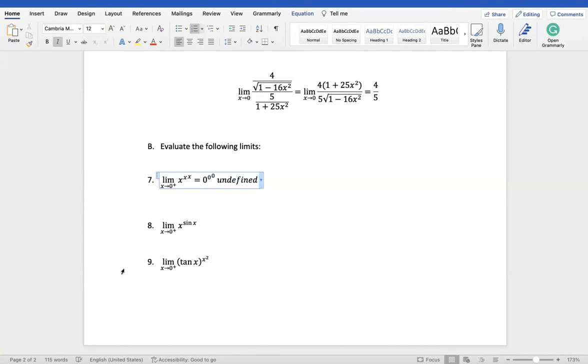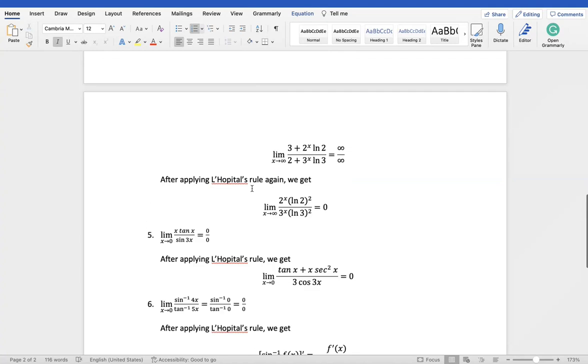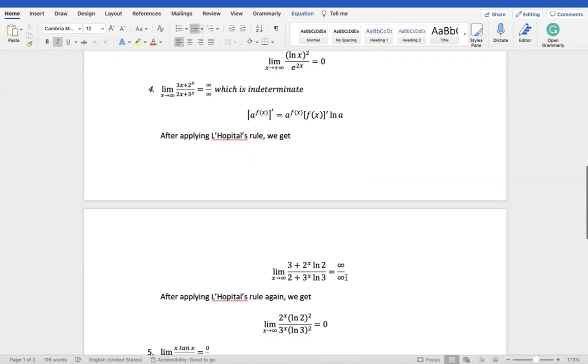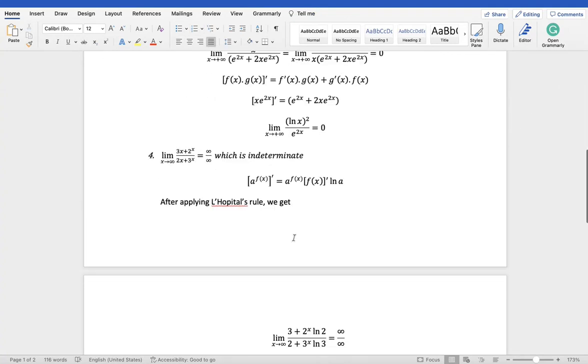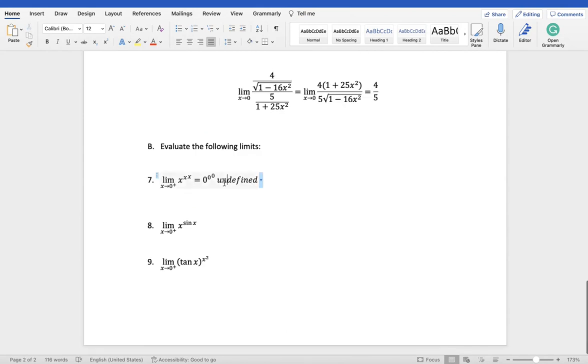undefined, right? So now you have to apply L'Hopital's rule in some way, but you can't apply L'Hopital's rule when you have 0 to the exponent of 0 to the exponent of 0. Okay, so you only apply, remember, L'Hopital's rule when you have infinity over infinity, or you have 0 over 0. So now let's try to see if we can manipulate this expression here to have 0 over 0 or infinity over infinity, and then apply L'Hopital's rule.